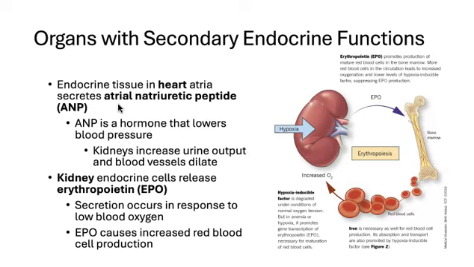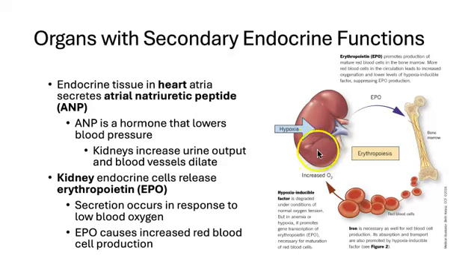When we have an increase in stretch in the atria, that's telling our heart that it has too high of a blood pressure, and so it starts to secrete this peptide, and the kidneys then increase urine output, which is going to lower our blood volume and in turn lower our blood pressure. It'll also cause the blood vessels to vasodilate, which decreases blood pressure as well.